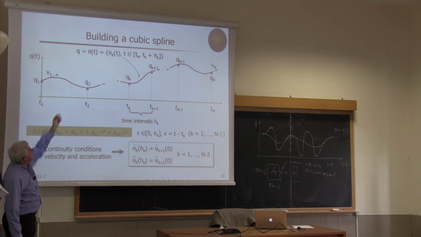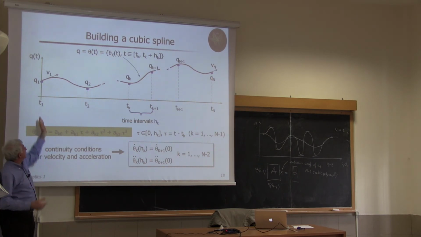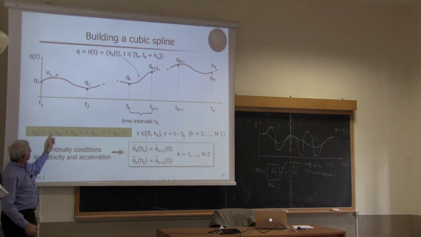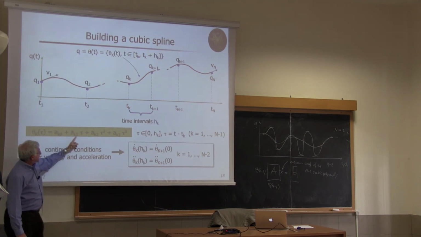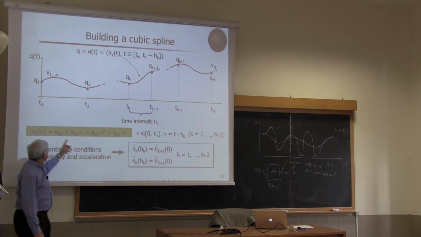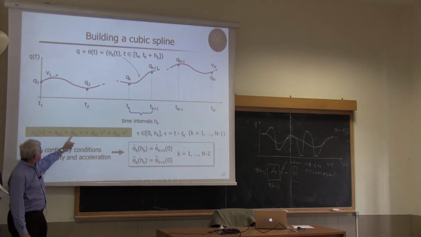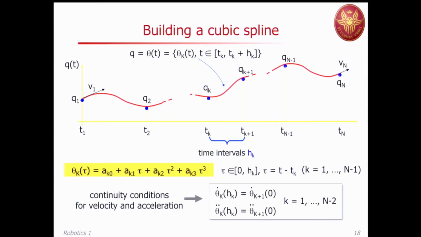How do you write this generic cubic? Well, here we use this local normalization. So we restart each interval from 0. So we write that the generic kth cubic is indexed by k, to remember that we are in the kth interval, and then this is the constant term, this is the first order term, second order and third order term in tau, and tau is a function that goes from 0 to hk.